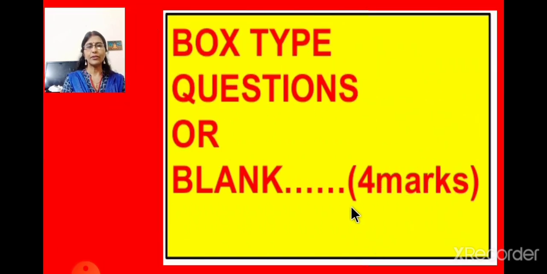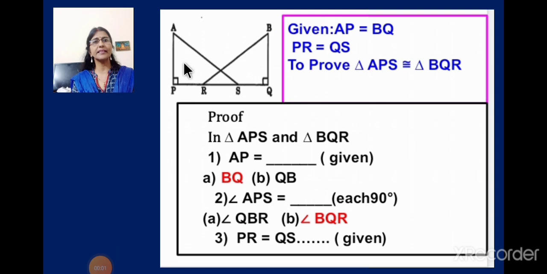Now I'll give you an example of box type of question. You may get box or you may get blank space there. How to write that? Let us take an example. Here you can see these are the two triangles given, triangle APS and triangle BQR. And in that what is given? AP is equal to BQ. That means this side AP, this is one of the perpendicular side, AP is equal to BQ. And PR is equal to QS. These are given. And now what we have to prove? We have to prove that triangle APS is congruent to triangle BQR.